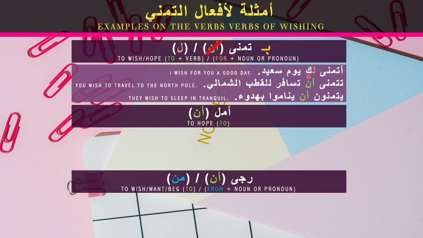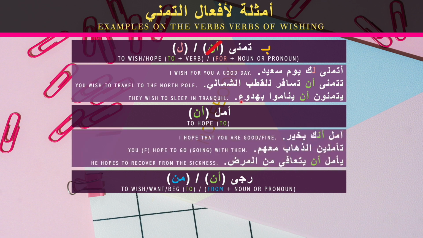So, أتمنى لك يوما سعيد. I wish for you a good day. تتمنى أن تسافر للقطب الشمالي. You wish to travel to the North Pole. يتمنون أن يناموا بهدوء. They wish to sleep in tranquility. So now, we will read the same examples in my Saudi dialect. أتمنى لك يوم سعيد. تتمنى تسافر للقطب الشمالي. If you notice, I ignored the usage of أن. يتمنون ينامون بهدوء. Now, the next verb, to hope.